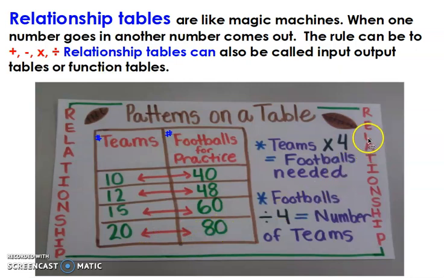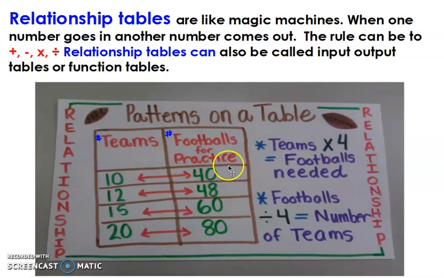So when you look over here, you see that there are some rules over here. Now the rules tell us about the way I've just done it. So it's the number of teams times 4 will give you the number of footballs for practice. But that's not the only way that you can do it.